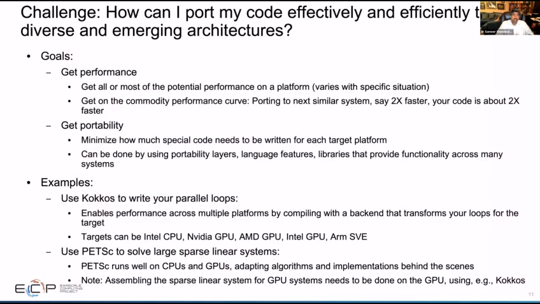So the challenge is, how can I port my code effectively and efficiently to diverse and emerging architectures? We know that most people prefer to use MPI for inter-node communication, but within the node, there are many options available to you. One of these options is Kokkos.